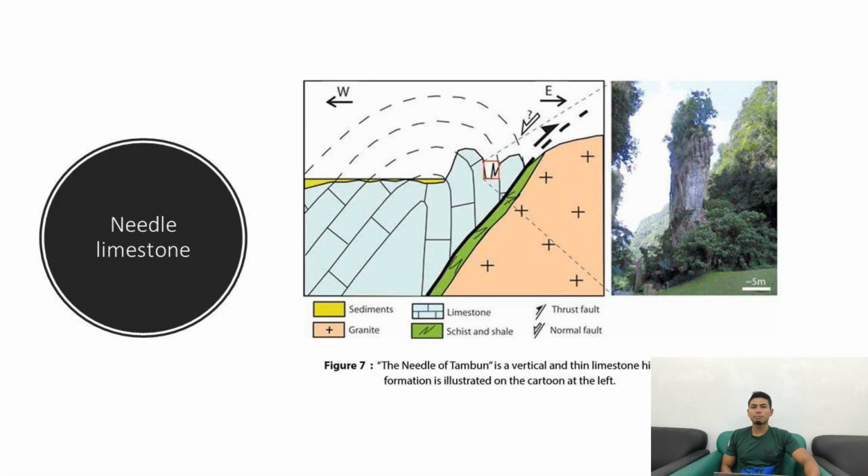For this case to happen, there has to be a huge compression energy that makes the bedding fold, and after that the folded structure of the anticline is eroded, and we can see the features of needle limestone in the Lost World of Tambun, which has become an attraction to visitors and also geologists.